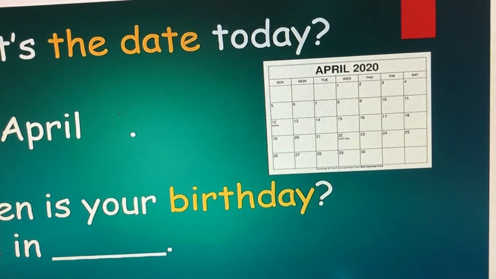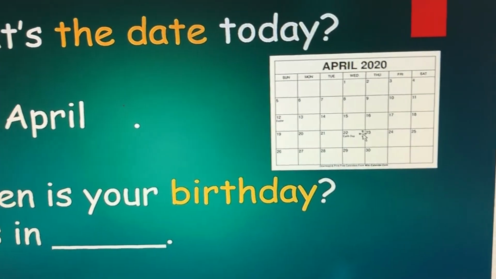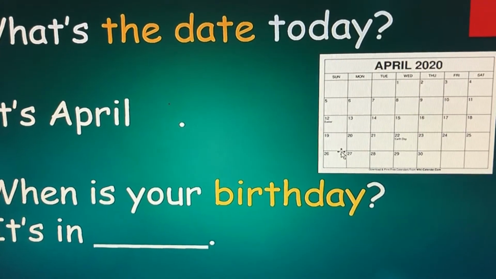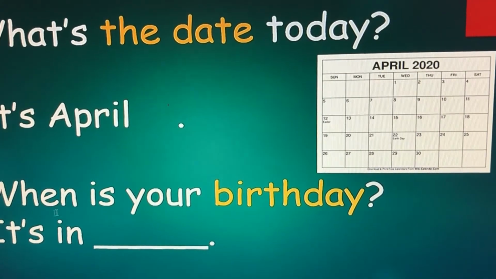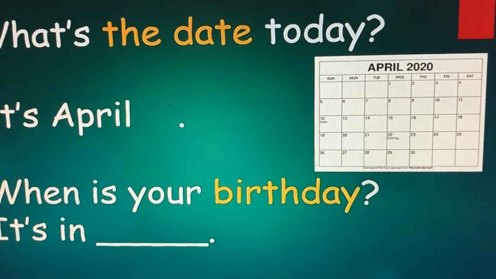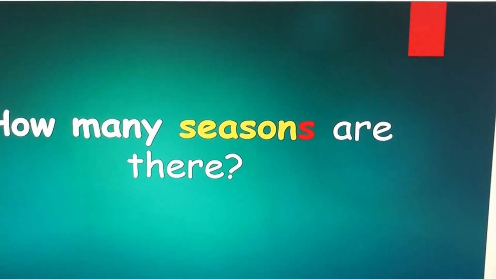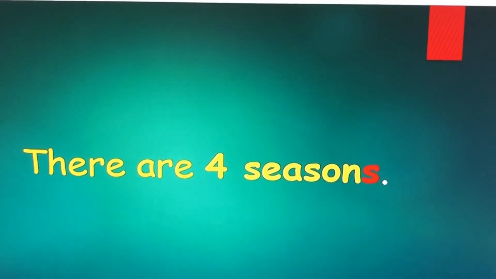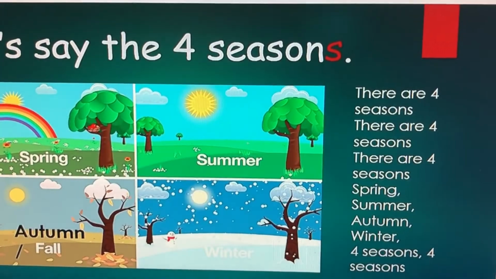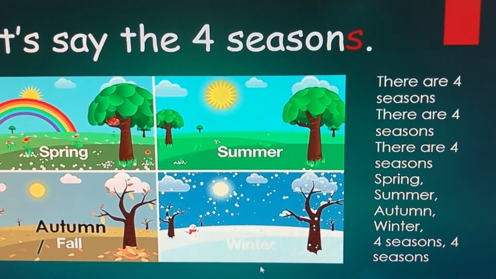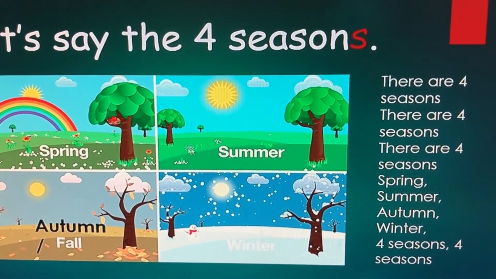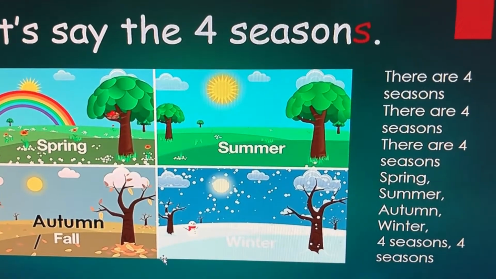What's the date today? It's April, whatever number. You can use an ordinal number. When is your birthday? It's in whatever. How many seasons are there? There are 4 seasons. Let's say the 4 seasons. I made up a song, but I'm not going to sing it. Spring, summer, autumn, fall, winter.